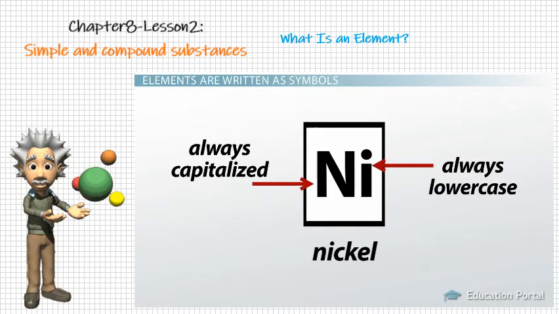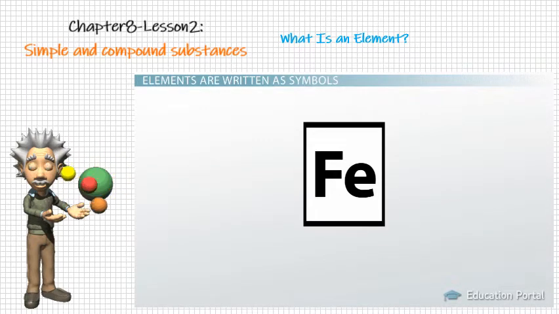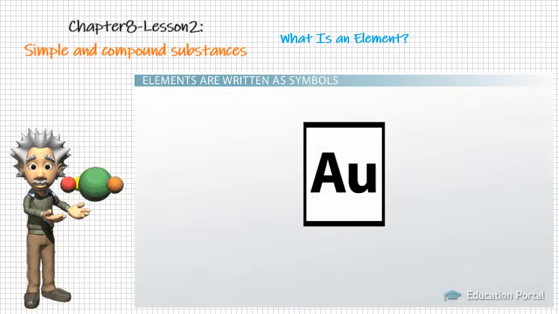Symbol names do not always match the letters in the elemental name. For example, Fe is the symbol for iron, and Au is the symbol for gold. These symbol names are derived from the Latin names for those elements.